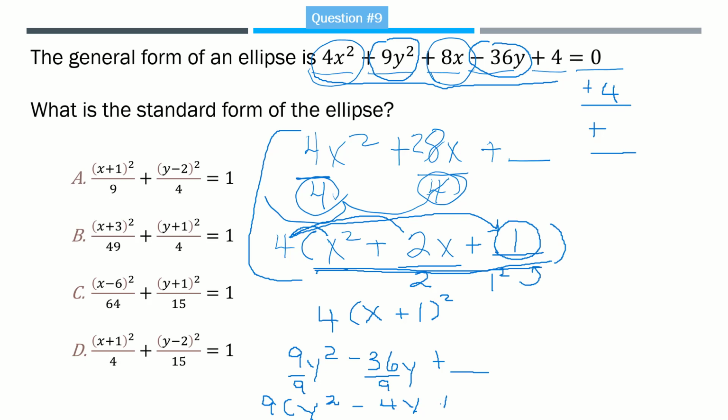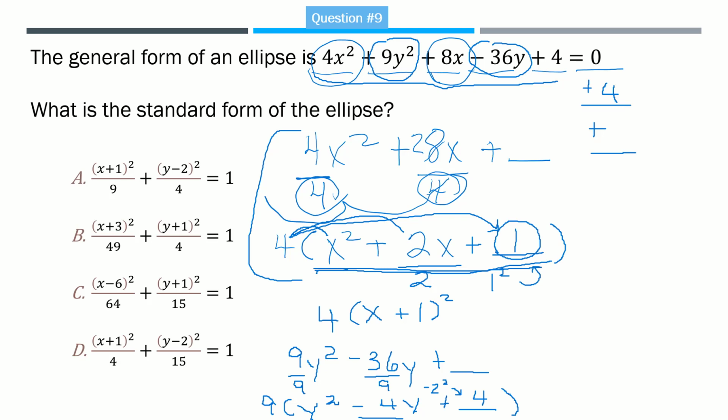Okay, plus, now we can work on completing the square, and we'll know what to put here. To complete the square, we take half of negative 4, which is negative 2, and we square that, and then we put that number here. Negative 2 squared is positive 4.